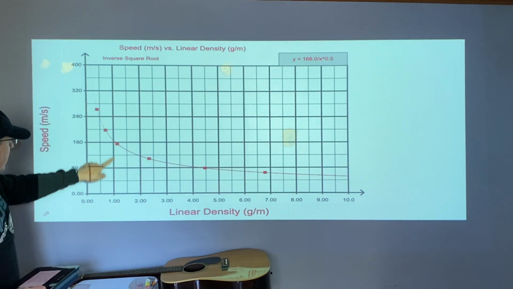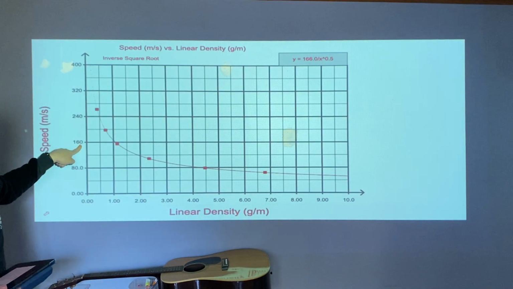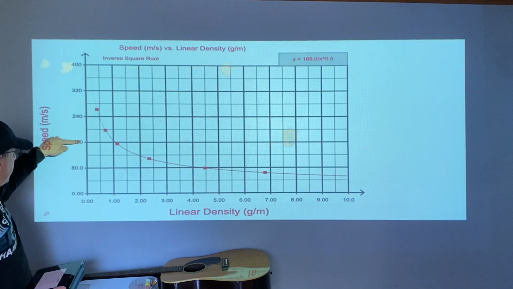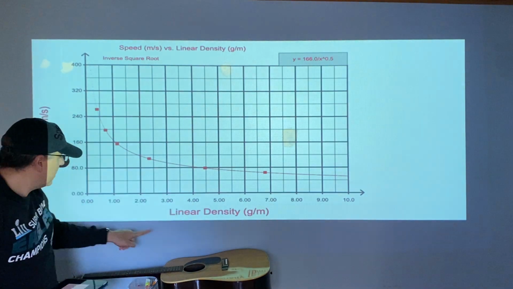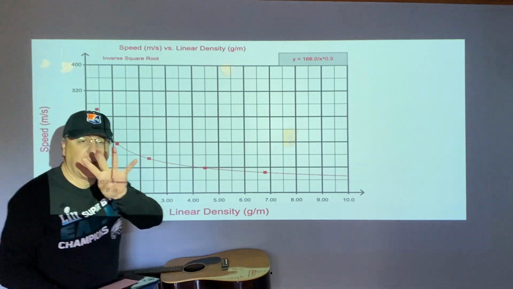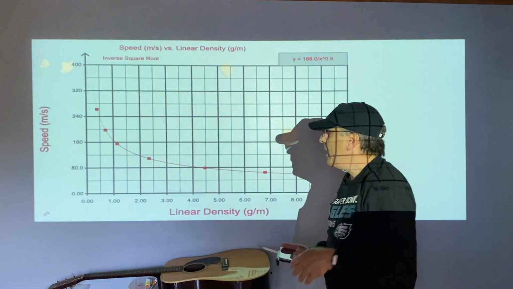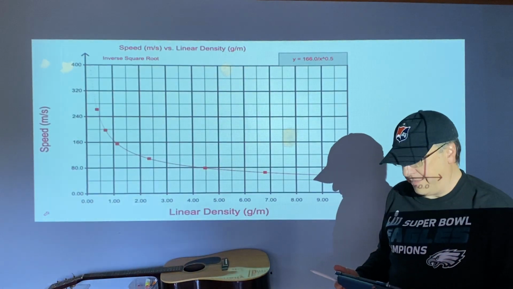We can see it real easily. If we have a density of 1, we have a speed of around 160. If we want to go down to 80, we've got to go to 4. So from 1 to 4, that's 4 times more density, and the speed got cut in half.